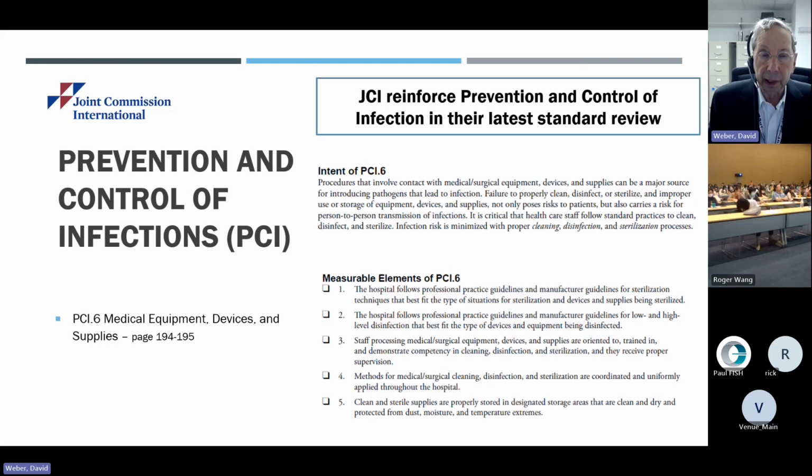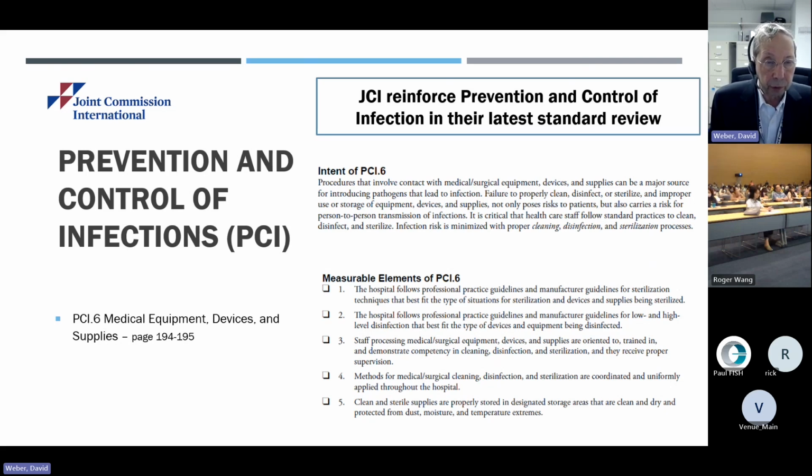Failure to properly clean, again, cleaning always precedes high-level disinfection or sterilization, which is next, and improper use of storage not only poses risk to patients, but carries a risk for person-to-person transmission of infections. So particularly things like sexually transmitted diseases, C. auris, MRSA, VRE, and HPV, and herpes are all things that could easily be transmitted if we fail to do proper cleaning and disinfection and use endocavity ultrasound probes without proper cleaning and disinfection.